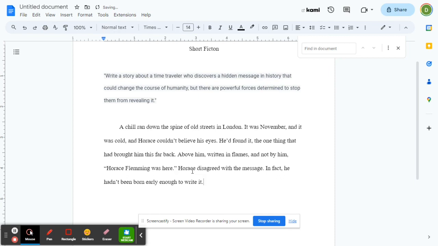Our first paragraph of this story that could, and maybe it will if I feel like it, turn into a decent piece of short fiction, something I could maybe submit to a writing contest or something like that, right? A chill ran down the spine of old streets in London. It was November, and it was cold, and Horace couldn't believe his eyes. He'd found it. The one thing that had brought him this far back. Above him, written in flames, and not by him, Horace Fleming was here. Horace disagreed with the message. In fact, he hadn't been born early enough to write it.